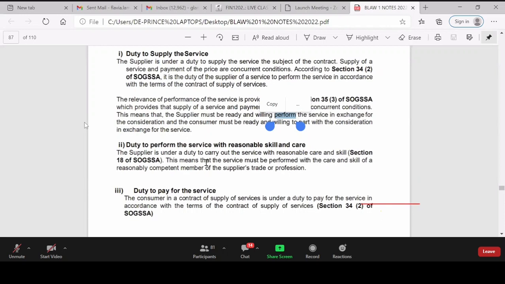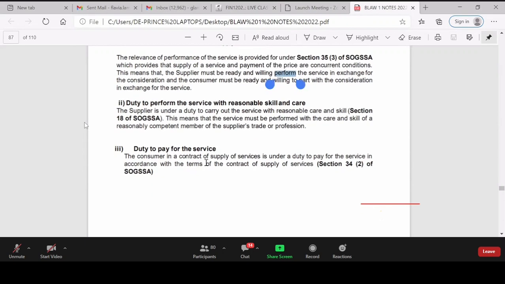The second one is to perform the service with care and skill. We've already talked about this. You must make sure you do everything you do professionally, carefully. Do not cause harm, do not cause loss to the other person. You make sure you work in a professional manner, carefully, and not carelessly or negligently causing problems or even death to the person who is consuming this service.